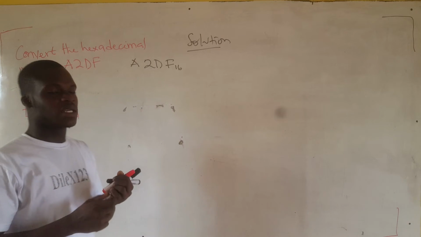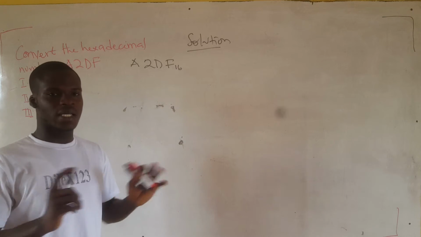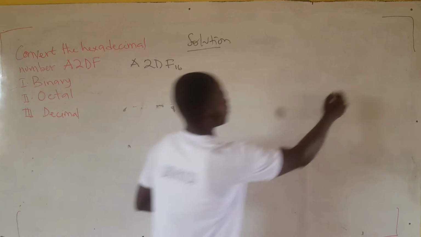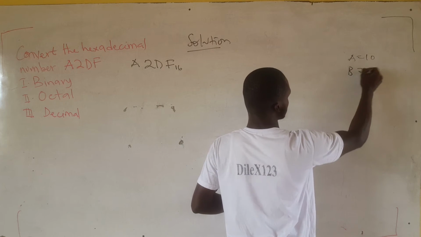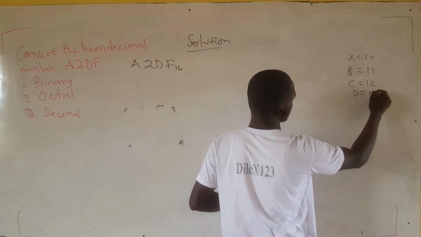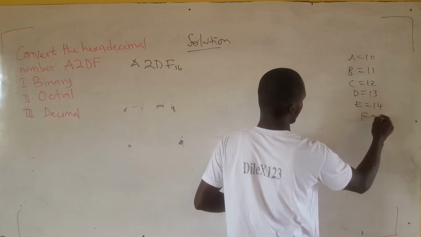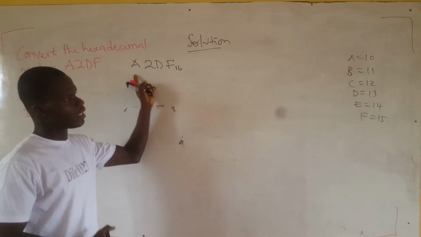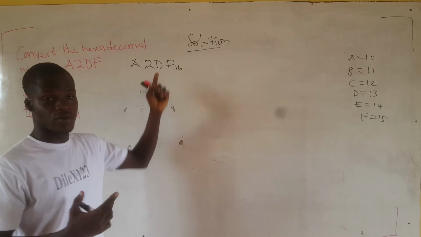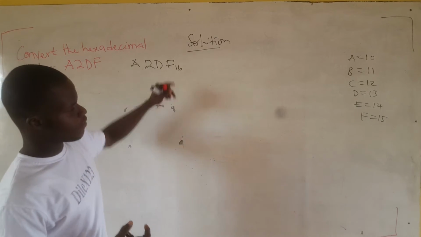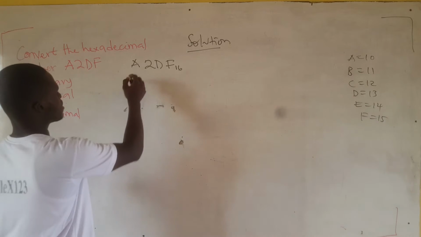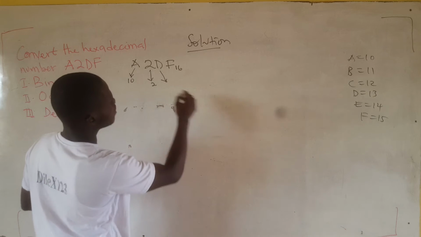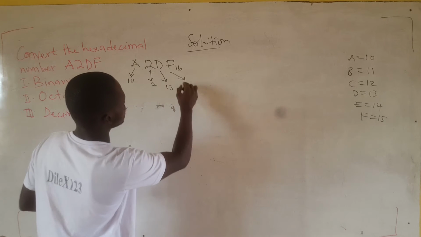Hexadecimal means that it is represented in base 16. In base 16, we do not write the 16. A represents 10, B is 11, C is 12, D is 13, E is 14, and F is 15. So when you see A, it represents 10. D represents 13. F represents 15. So the number we have here is 10, 2, D which is 13, and F which is 15.